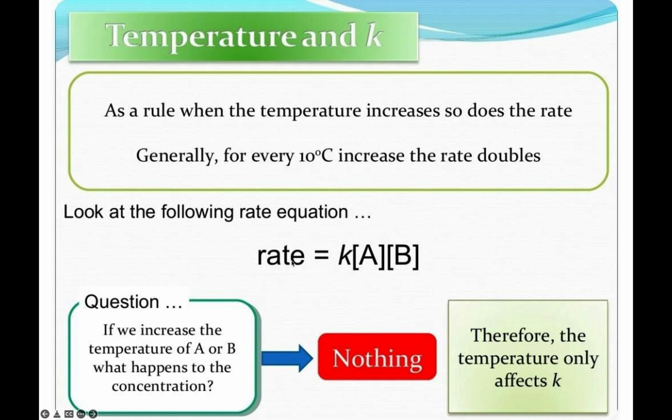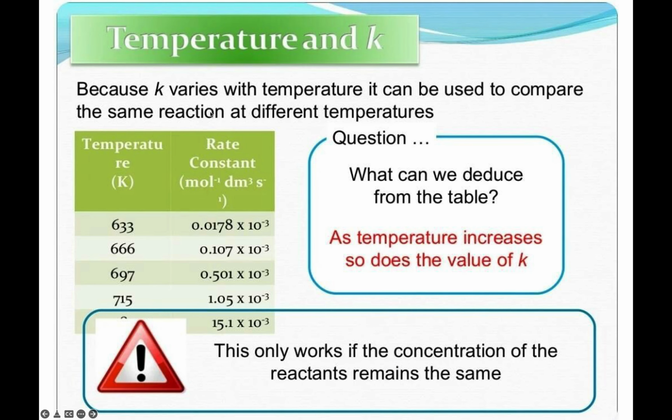So, again another equation, rate equation, rate is equal to K A B. Now, if you increase the temperature of A or B, then what will happen to the concentration? Nothing will happen, because temperature only affects K, it does not affect the concentration of A and B. Remember that point, it is very important. Okay, now K varies with temperature means it can be used to compare the same reaction at different temperatures.